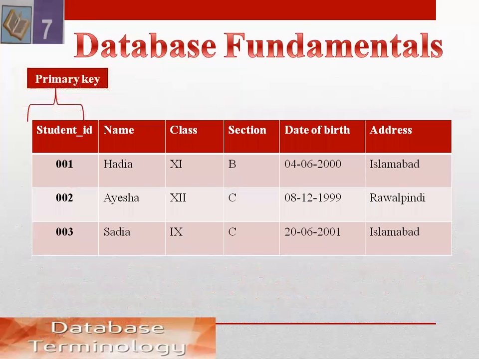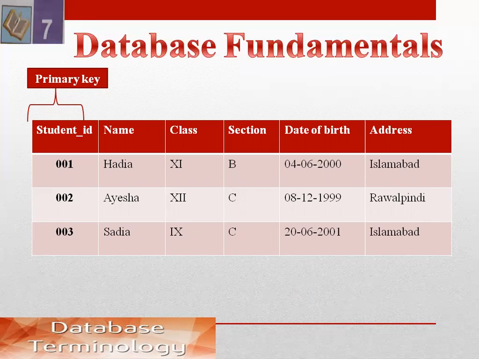Here on your screen you can view one entity, the student. This is a student entity, and the attributes are student ID, name, class, section, date of birth, and address. On your screen you can also view a key, that is a primary key, and this primary key can be used for the relationship. We can use this primary key as a reference key in another table as a foreign key, and create a relationship with its help. So keys are very important, and these are used to create a relationship.